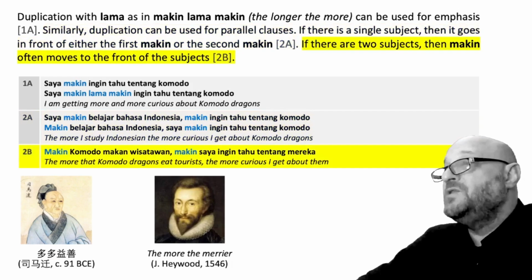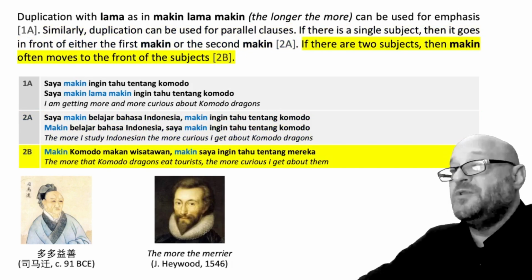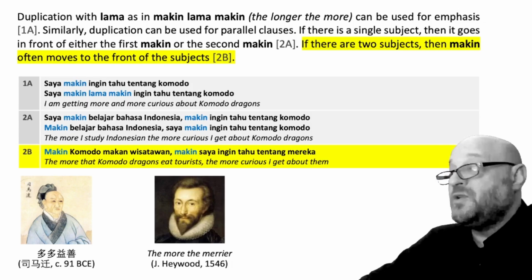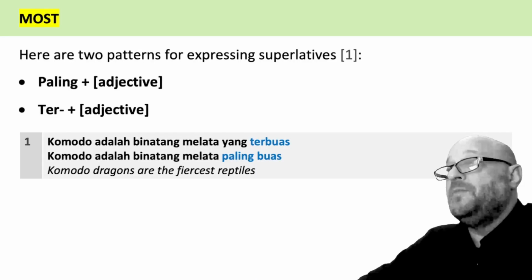If there are 2 subjects, then makin often moves to the front of the subjects. Example 2b, makin Komodo makan wisatawan, makin saya ingin tahu tentang mereka. The more that Komodo dragons eat tourists, the more curious I get about them.